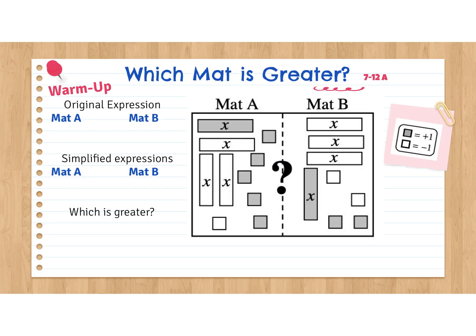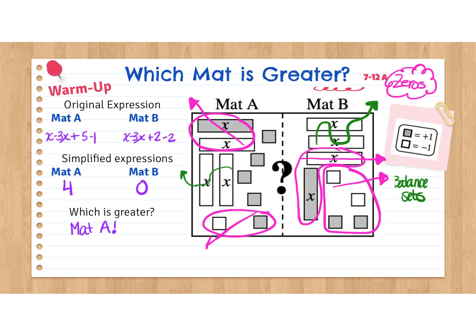What I would like you to do right now is to pause the video, and in your classwork slides, I would like you to do this entire problem, writing down what the original expression is for A and B, defining what your moves would be, your zeros and your balanced sets, showing all of your moves, and then writing the simplified expression after your moves are done for both mat A and mat B, and then making a statement, which mat is greater. When you are all done, unpause the video and see how your work compared to mine.